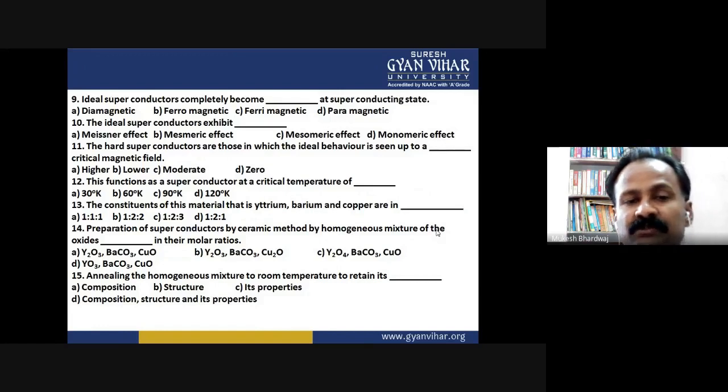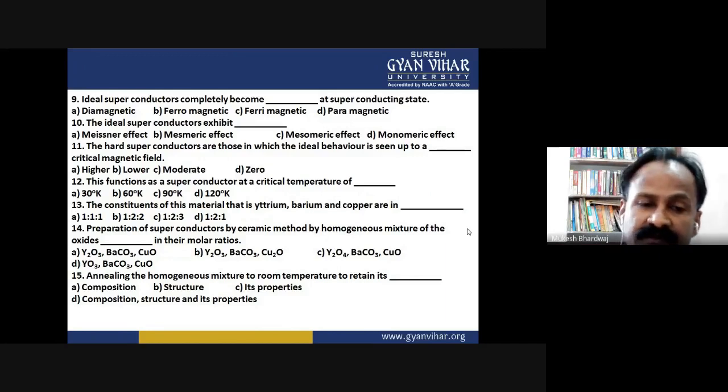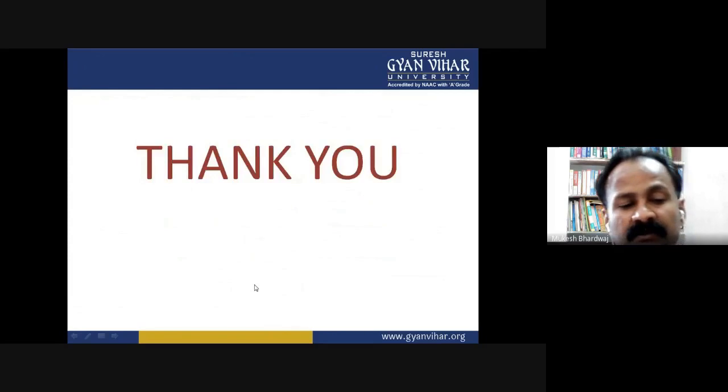This superconductor has a critical temperature of 90 K. The constituents of this material, that is yttrium, barium and copper, are in a fixed ratio. Preparation of superconductors by ceramic methods: a homogeneous mixture of the oxides in their molar ratios. Annealing the homogeneous mixture to room temperature to retain its composition, structure, its properties: composition, structure, its properties, all the three. So these are some questions, and this is all about the topic.